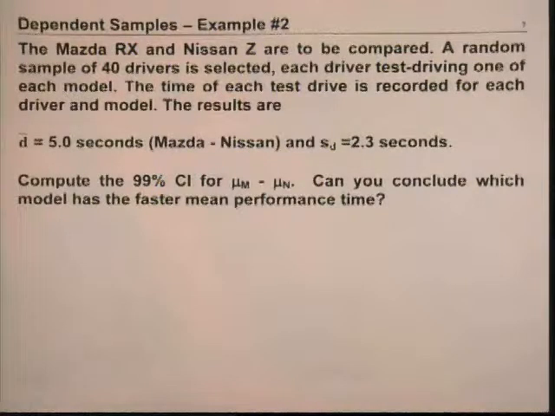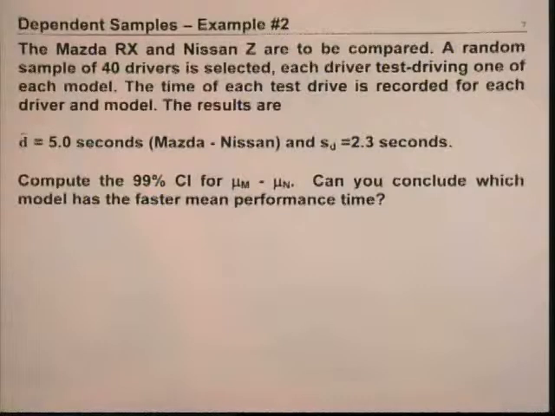Different drivers for each model. So all the drivers for Mazdas are not the same drivers as for Nissan. I could have done that. What makes them paired is that each driver drives one of each car, and in practice, you wouldn't always have each driver drive Mazda first, Nissan second, or Nissan first, Mazda. You'd randomize, so that there isn't Mazda first for some drivers, Nissan first for other drivers. Okay, all right.